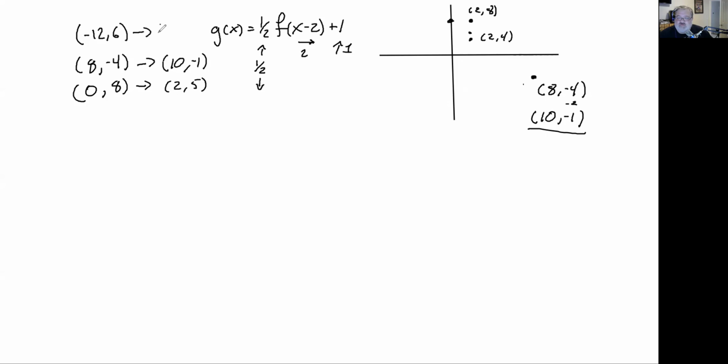This point, adding 2 is going to turn that to -10. And then 1/2 of 6 is 3, plus 1 is 4.